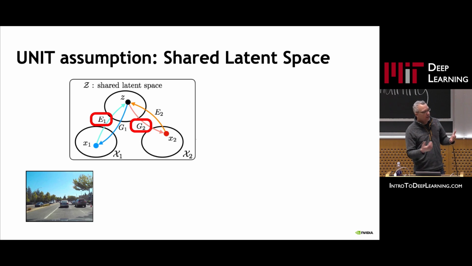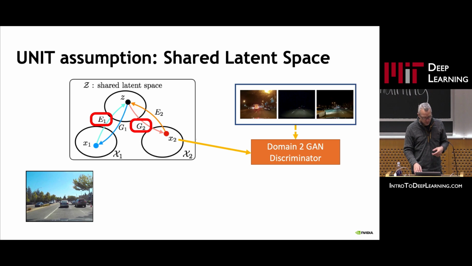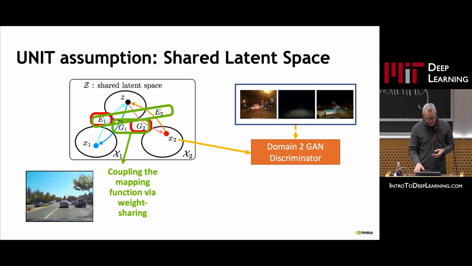So if I want to translate it, then I can just use my encoder 1 to encode from a daytime image to the latent space, and I can use my generator 2 to generate a nighttime image. But in addition, what we do is the following. For these different encoders and generators, even though they're different ones, we share weights near the latent space.